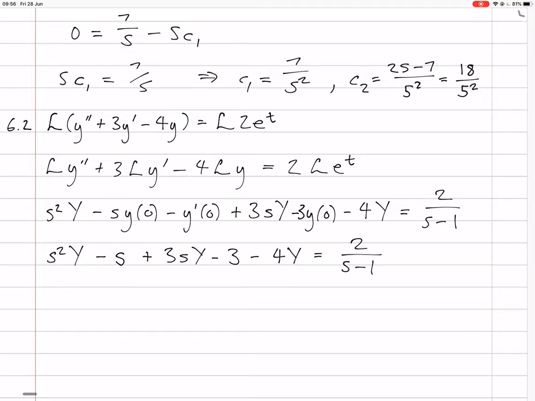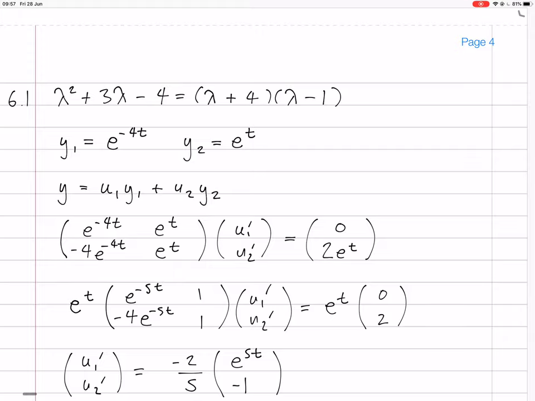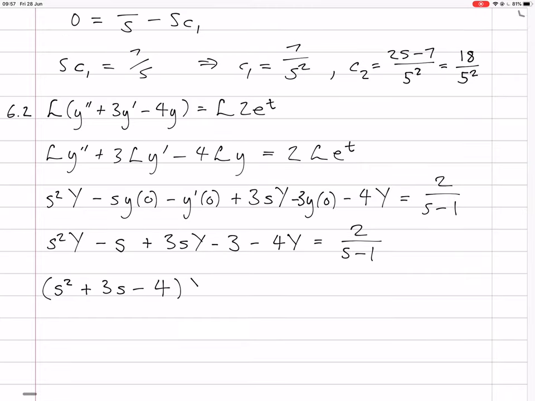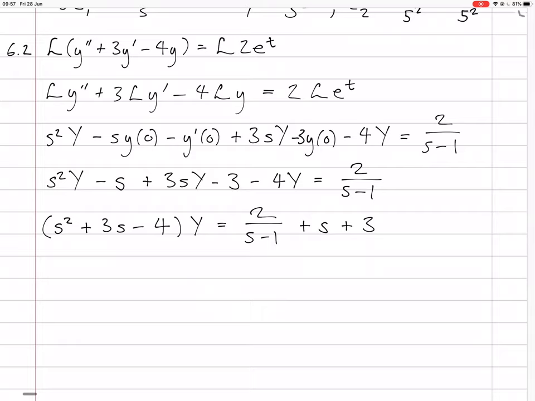Okay, now what we do is, on the one side, we're going to have the y's, and we're going to factorize the big Y out. So s squared plus 3s minus 4. Ooh, that's the auxiliary polynomial, right? Yeah, cool. And that was Y. On the other side, we will have 2 over s minus 1 plus s plus 3. Yes. Okay. So we need to deal with that right-hand side. And what's this left-hand side? Okay, so the left-hand side factorizes the same as the auxiliary polynomial: s plus 4 times s minus 1.